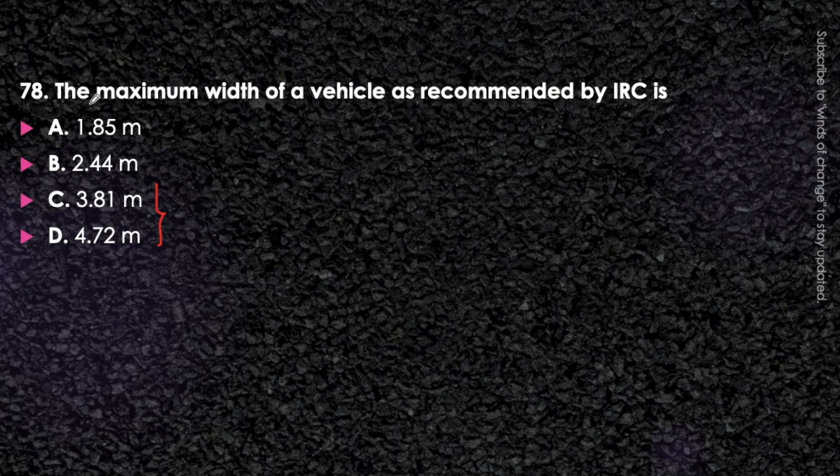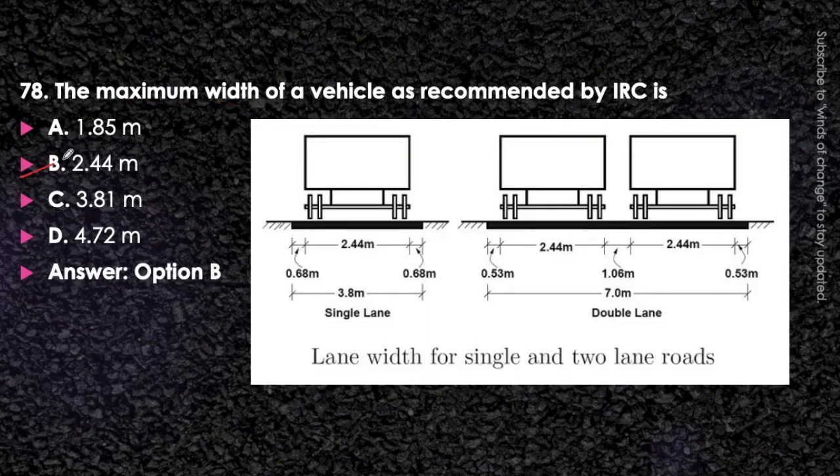Now it is talking about the maximum width. So we will adopt the maximum width as 2.44 meter. Option B will be the correct one. You can see here in case of the single lane 2.44 meter, and there is a spacing that is left, that is 0.68 in both directions, and total width will become approximately 3.75 meter or 3.8 meter.